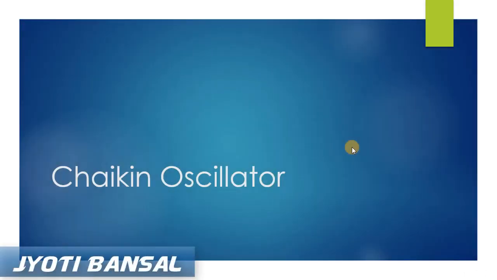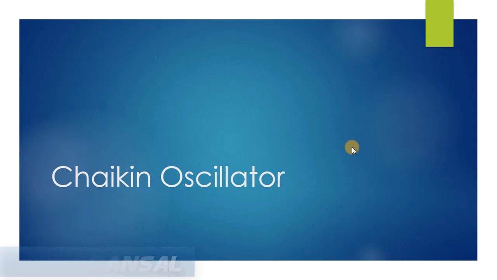Chaikin oscillator was developed by Mark Chaikin and it is also an indicator of an indicator. It measures the momentum of the accumulation distribution line. Accumulation distribution line is a second derivative indicator of an on balance volume, and Chaikin oscillator is an indicator of the accumulation distribution line. So Chaikin oscillator is a third derivative indicator.